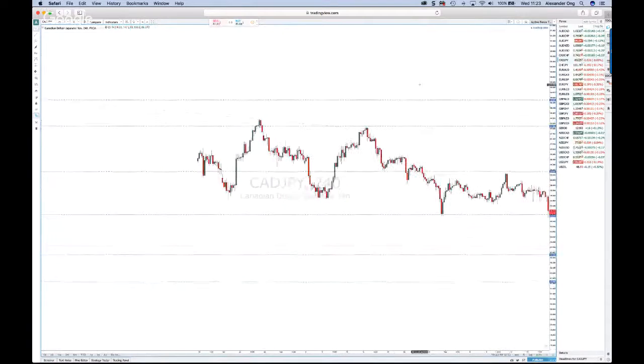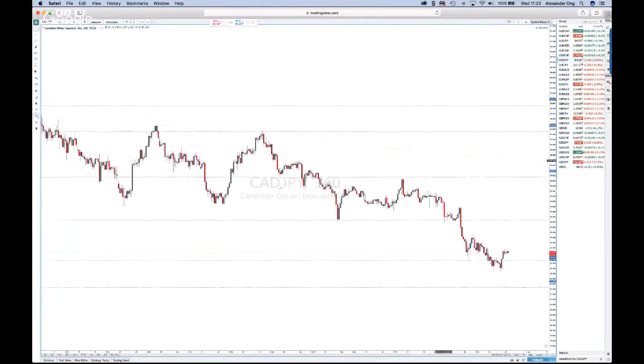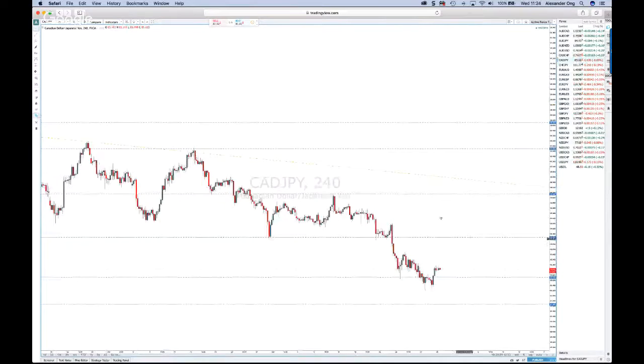You'd have to say a downtrend. Look at this. All of the highs are lower than the previous one, and the lows gradually are getting lower than the previous ones. So you're on a downtrend. You'd be looking for selling opportunities.